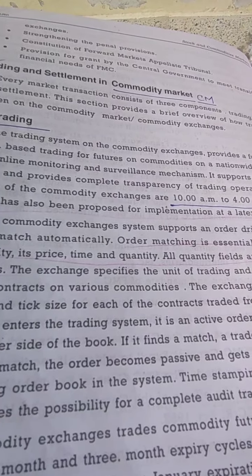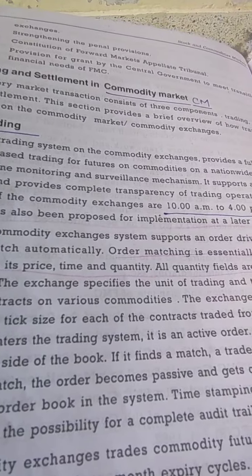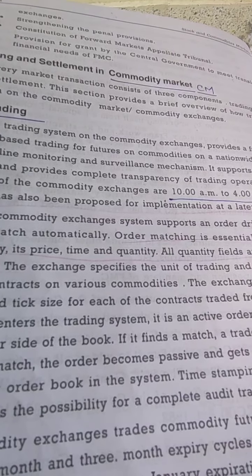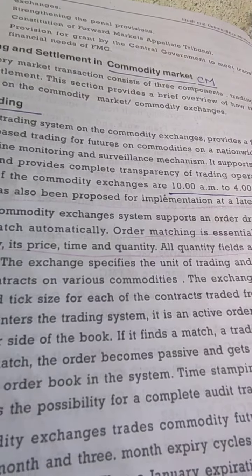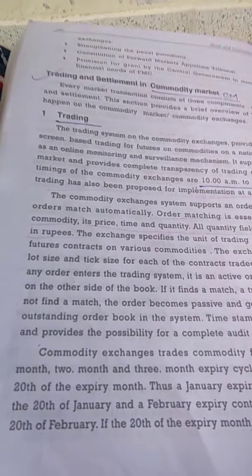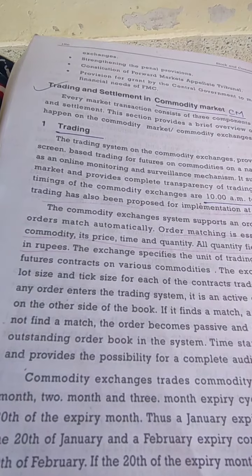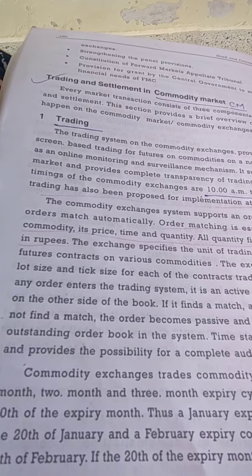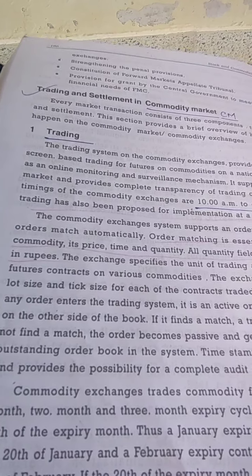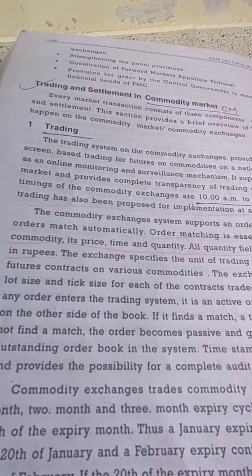Everything is done online. It is fully automated screen-based trading, wherein you can sit back at home and at the click of a button, you can match orders. Trading only means matching of the transaction based on the commodity price, time and quantity.